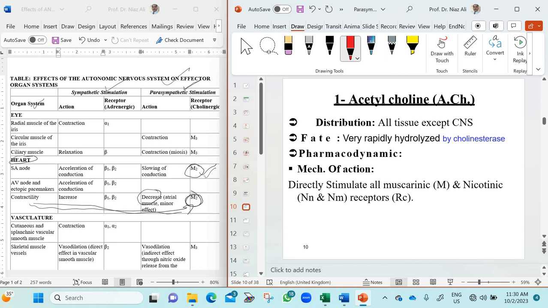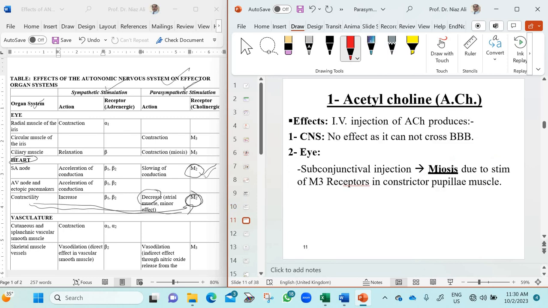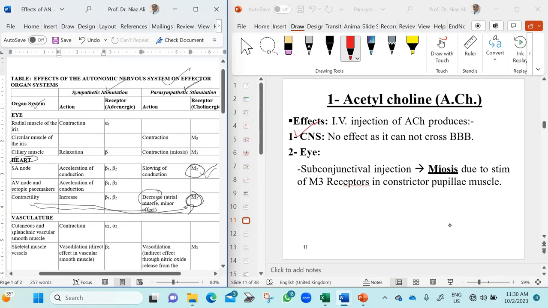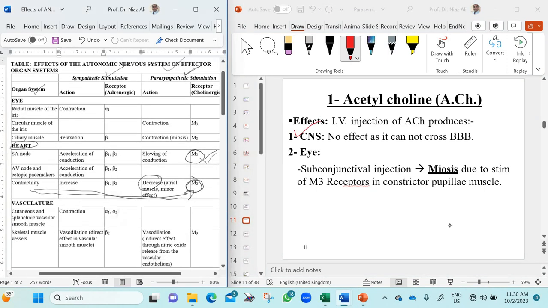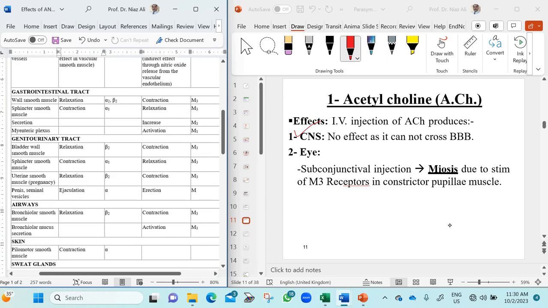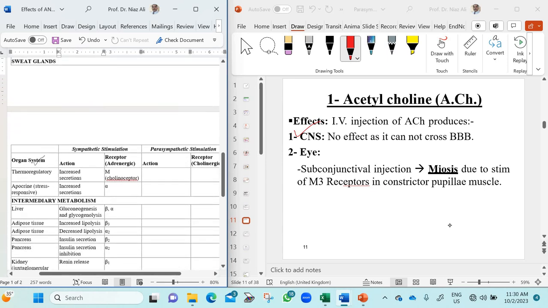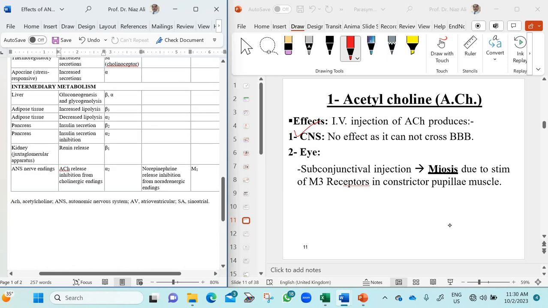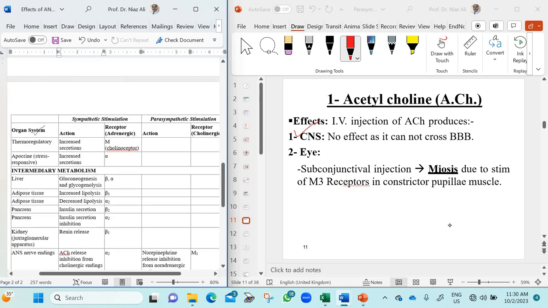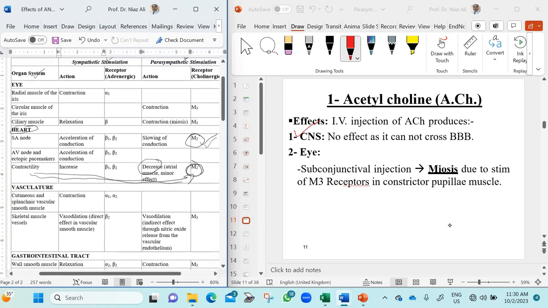Distribution again, as we discussed, it is very rapidly hydrolyzed by the cholinesterase enzyme. Though they directly stimulate the muscarinic receptor and nicotinic receptor, regarding distribution, since it is very rapidly hydrolyzed, it cannot cross the blood-brain barrier. So the effect on the CNS, I will now come to this left side. If we go to the CNS, what will be the effect on the CNS? Is it written here or not? Organ-wise system, adipose tissue, autonomic nervous system. If I tell you on the CNS, it is not written here.